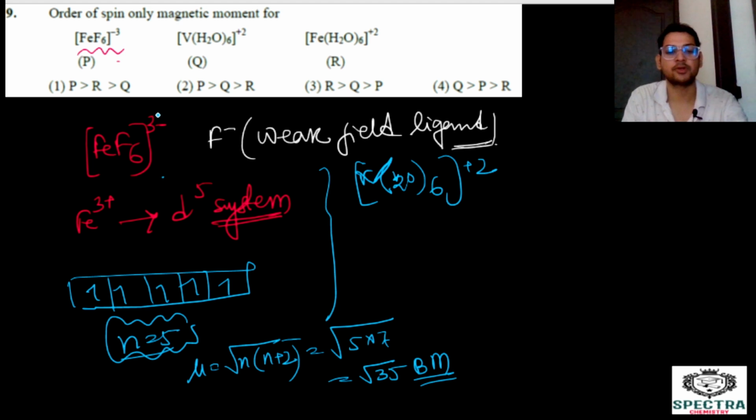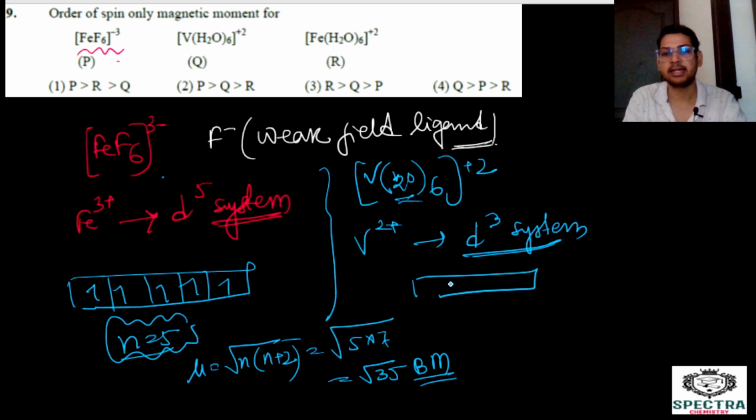You see, just give me a moment. V(H2O)6 2 plus, sir, H2O is neutral, so vanadium is in +2 oxidation state, and vanadium was 23, so 4s2 3d3, 2 electrons gone, it's a D3 system, and D3 system means I can say 1 2 3, and I am having n equal to 3. So previously your n equal to 5, now you got n equal to 3.